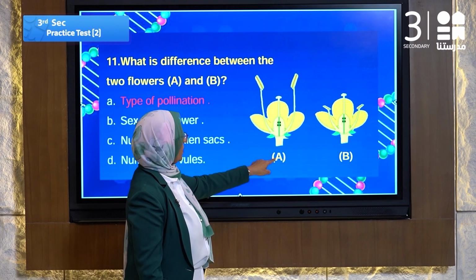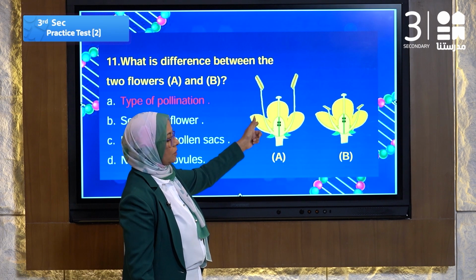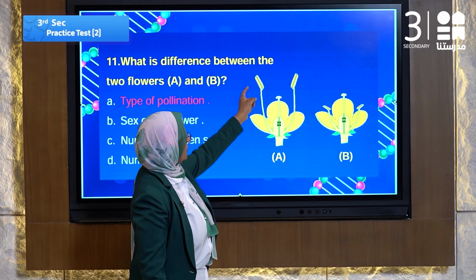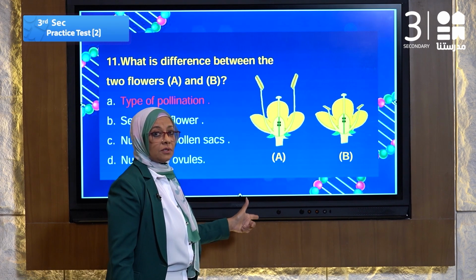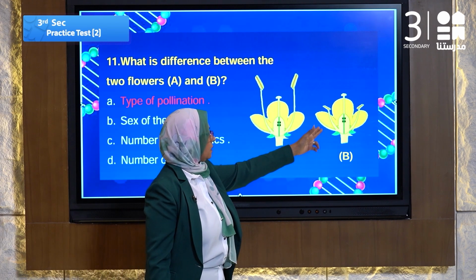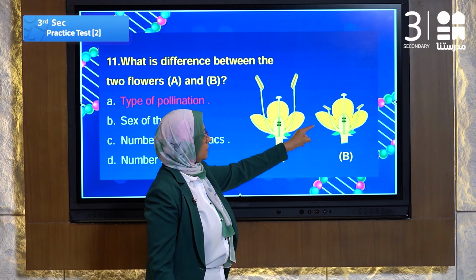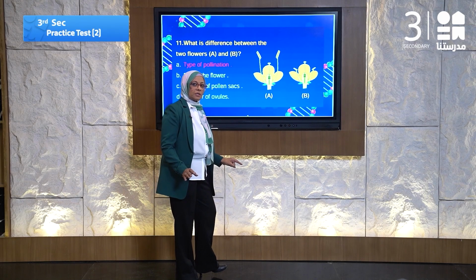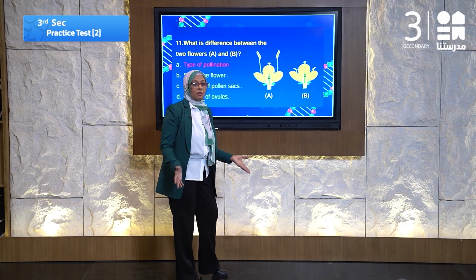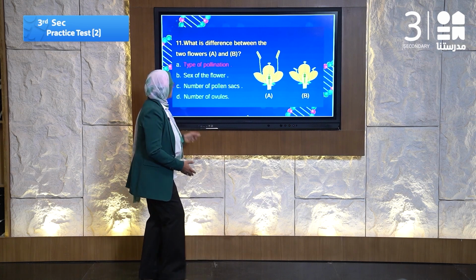Here, number A, the type of pollination is self-pollination because the anther transfers the pollen grain to the stigma by air. The second one, the stigma is higher than the anther, so it will not be self-pollination. It is cross-pollination, where the pollen grain comes from other flowers.